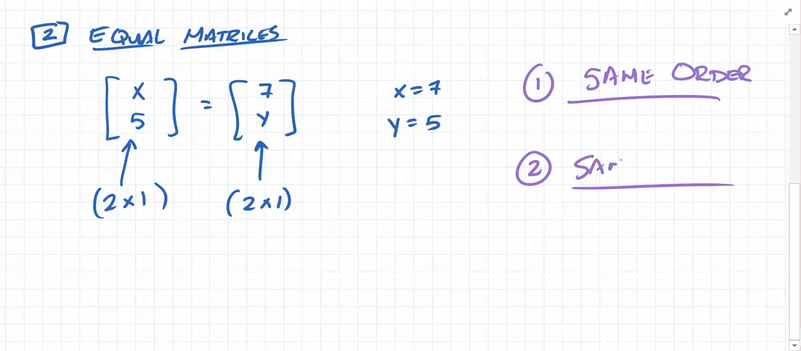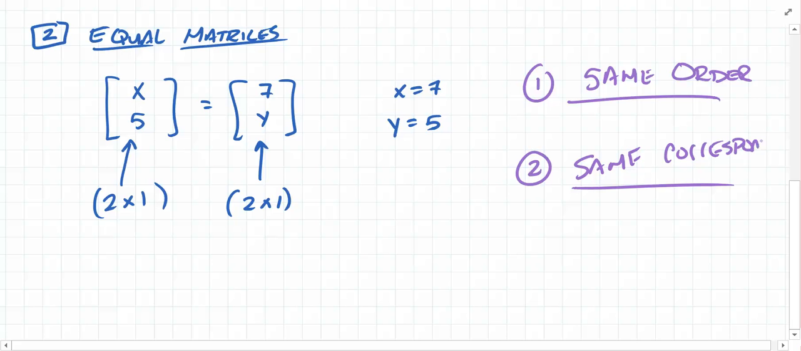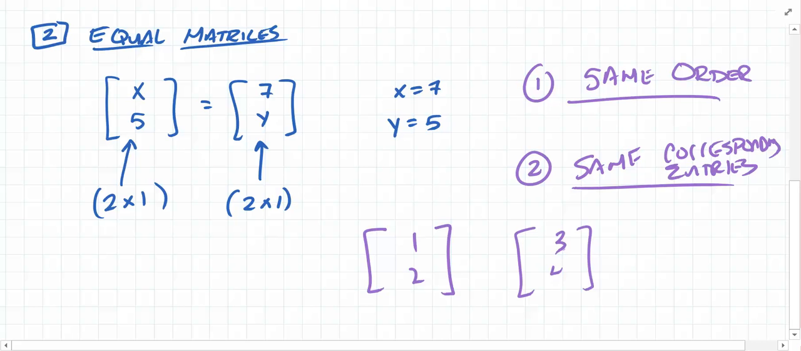But not just the same entries. They have to be corresponding entries. What do I mean by that? What do I mean by corresponding entries? Here's an example. 1, 2, and then 2 and 1. Are those the same matrix? No, they're not the same. Those two matrices are not the same, right?